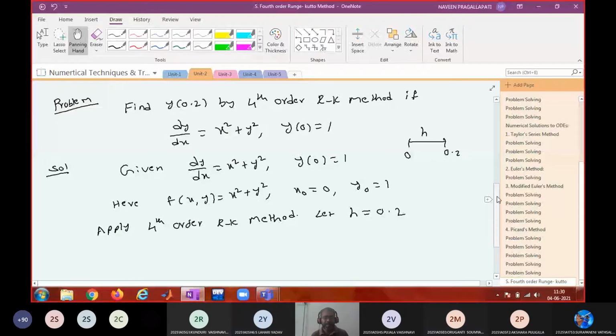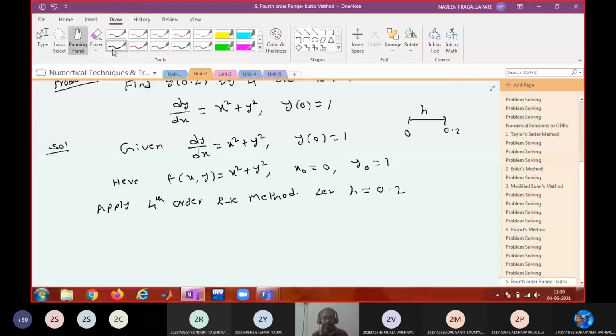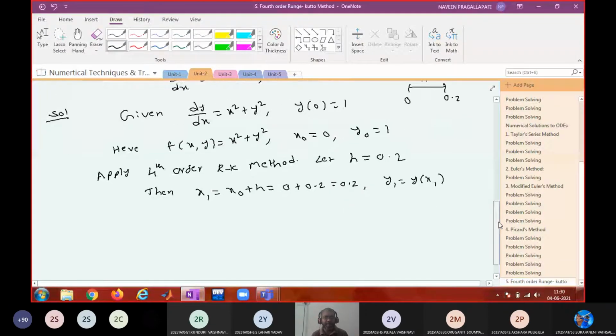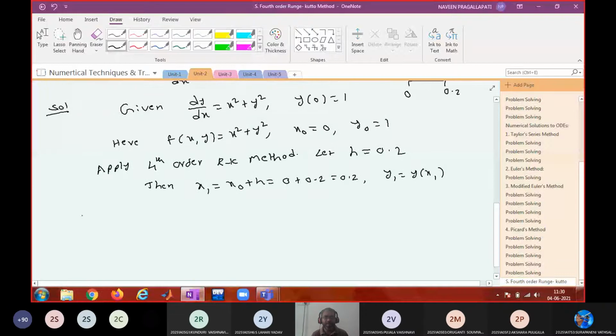Okay, so if you take h equal to 0.2, then x1 is equal to x0 plus h equal to 0 plus 0.2 is equal to 0.2, and y1 equal to y of x1. Therefore I think I should write this here.